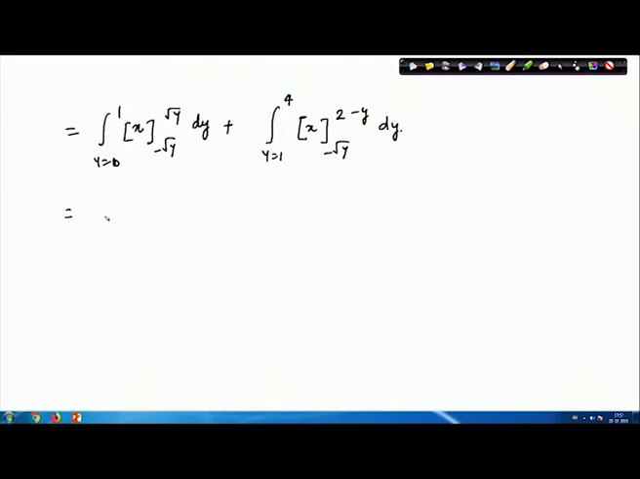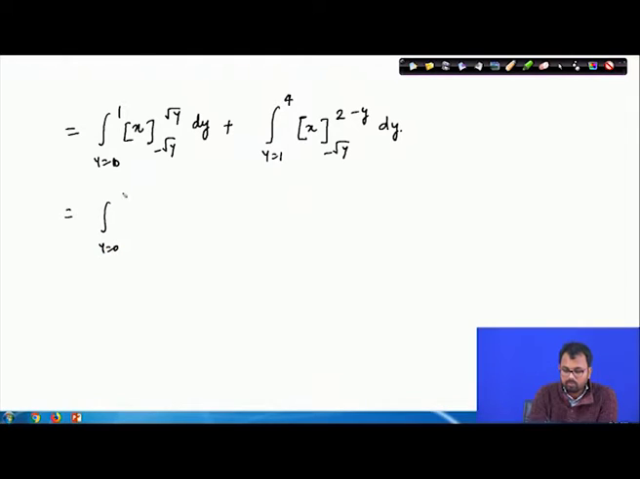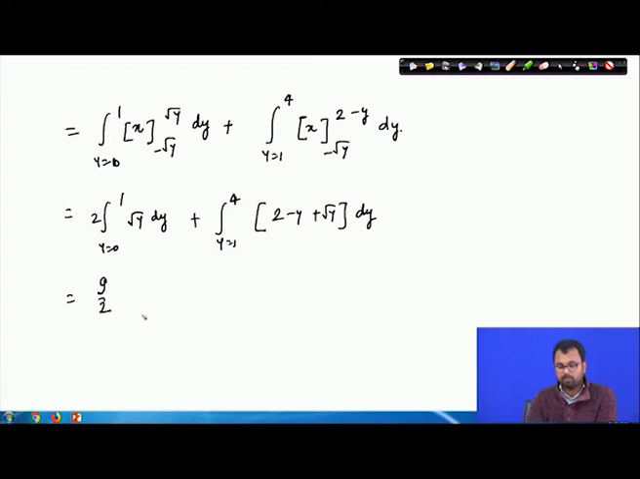So if we substitute, then this will be y running from 0 to 1. This will be square root of y. So basically 2 square root of y dy plus integral y running from 1 to 4, 2 minus y plus square root of y dy. So if we integrate, then ultimately here also we will obtain 9 by 2, that is 4.5.